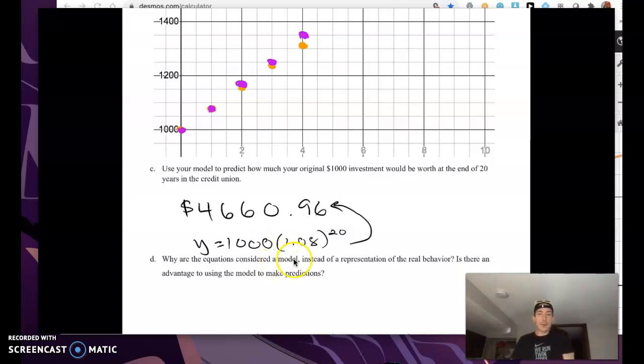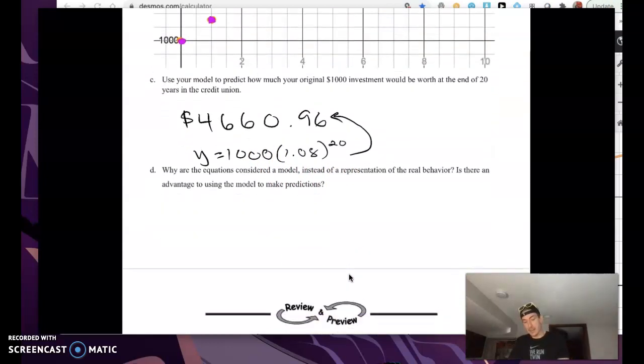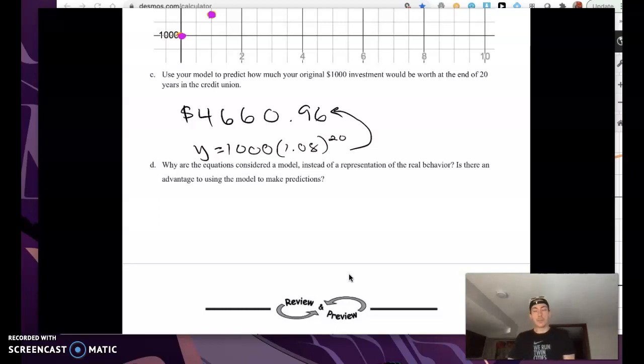Part D says, why are your equations considered a model instead of a representation of real behavior? Is there an advantage to using a model to make a prediction? Well, folks, we always try to use models with accurate data to make predictions because it informs our decisions. But real market behaviors don't necessarily behave the same way every single time. So that's why it's a model, and that's why it's a prediction. We have to interpret it as such. And of course, the fact that I'm using a graph does the exact same thing.